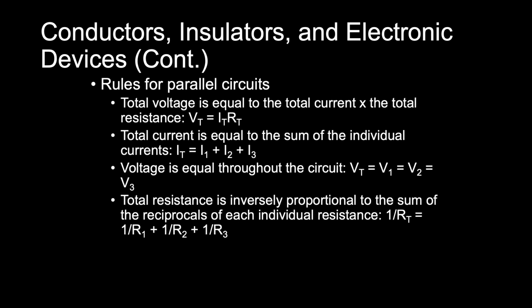In a parallel circuit, the total voltage is determined by multiplying the total current by the total resistance, or by measuring voltage anywhere in the circuit as voltage is equal throughout the circuit. The total current is found by summing the values of the individual current values. The total resistance is a little different in parallel circuits. It is inversely proportional to the sum of the reciprocals of each individual resistance value.